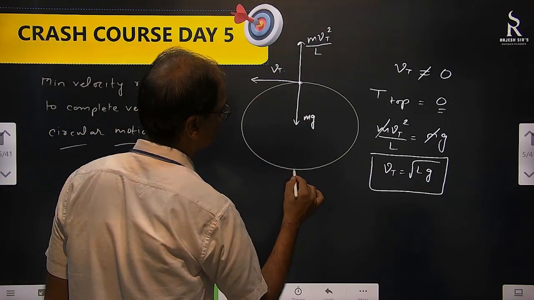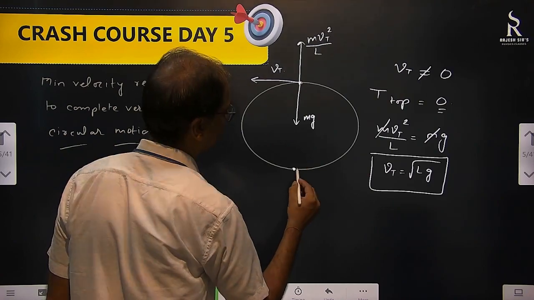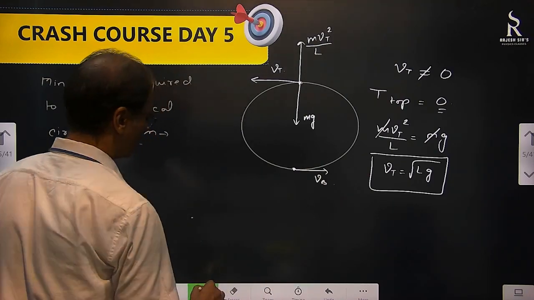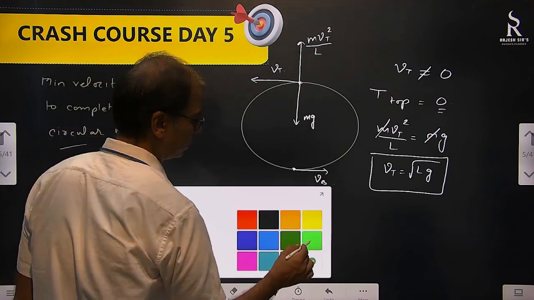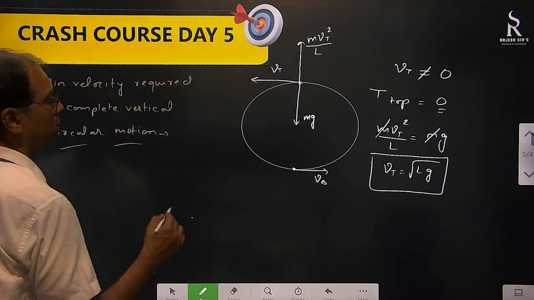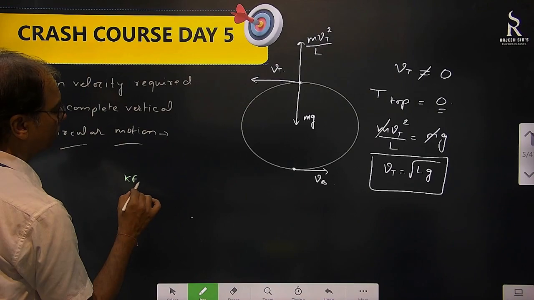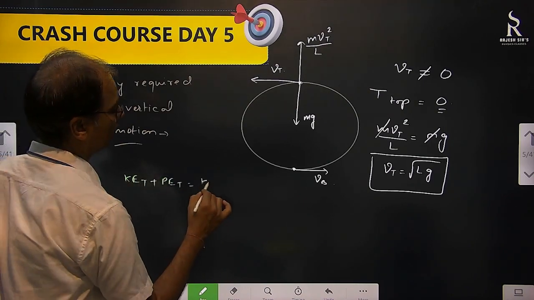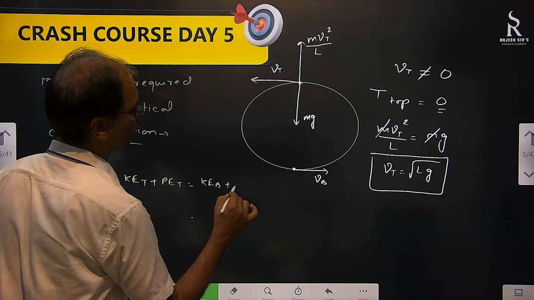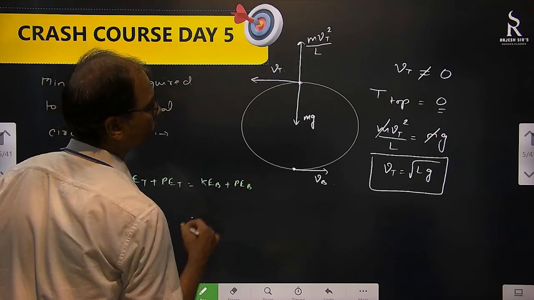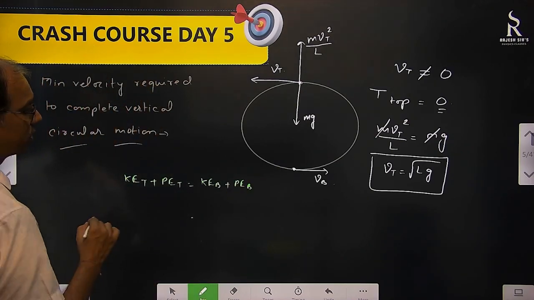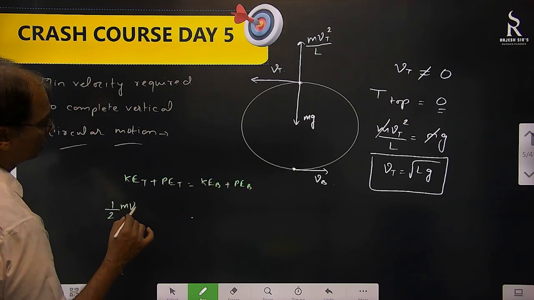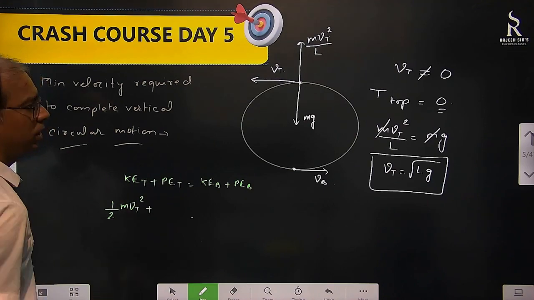Now, once you know the velocity at the top, I want to know the velocity at the bottom. This velocity you want now. This is Vb, let's say. What to do? Conservation of energy. So kinetic energy at the top plus potential energy at the top equals kinetic energy at the bottom plus potential energy at the bottom. Kinetic energy at the top, you already have the velocity, so half m Vt square, plus potential energy at the top.